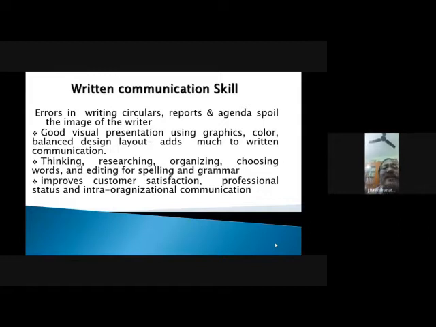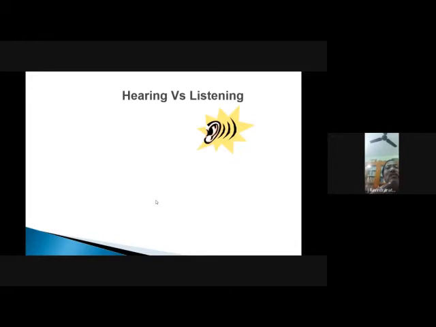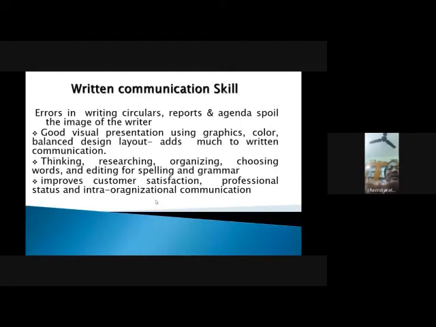Thinking, researching, organizing, choosing words, reading for spelling and grammar. After preparing a report or letter, don't simply dash it off to the client, or simply send your report to the audience or your boss. You first revise. You edit your write-up for any mistakes with regard to spelling and grammar. It is very much essential. So if you take care of your written communication skills, definitely it will improve effectiveness.